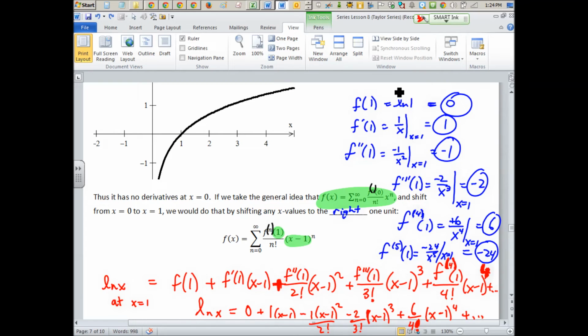So they'll probably just ask you, okay, go ahead and build the first like 6 terms or whatever of the series for ln x at 1. Questions? You said it alternates, but it goes from negative 1 to negative. Yeah, it's not truly alternating, you're right.